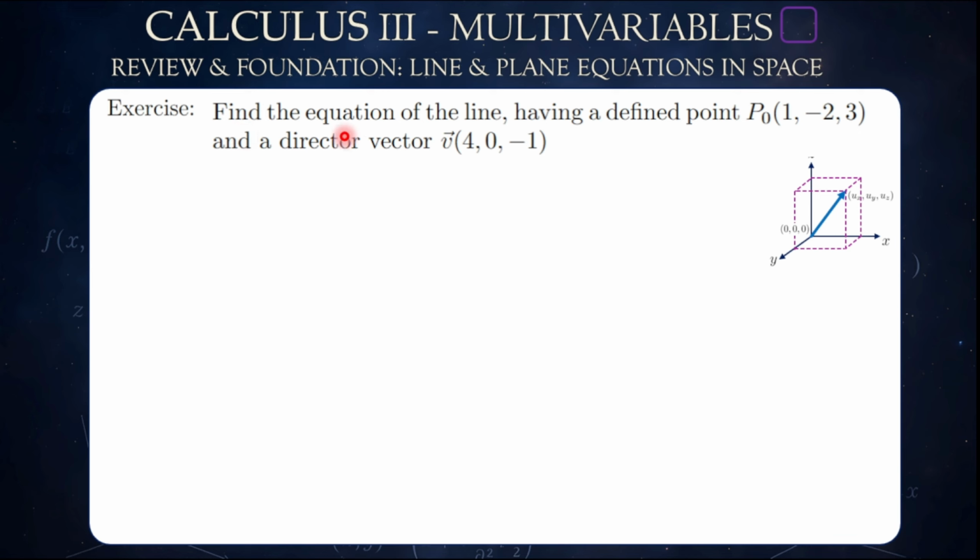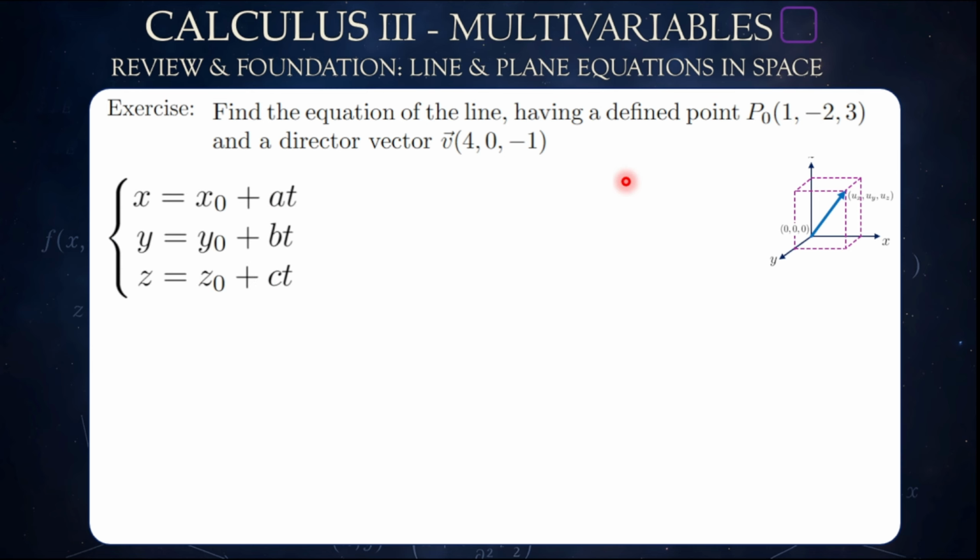Exercise. Find the equation of the line having a defined point P0 (1, -2, 3) and a director vector V (4, 0, -1). Of course, these are the coordinates of the vector, just like 1, -2, 3 are those of the point P0. The parametric equation is given by x equals x0 plus at, y equals y0 plus bt, z equals z0 plus ct. Of course, you can try it yourself before seeing the solution. x0, y0, z0 are coordinates of P0, a, b, c are those of the vector.